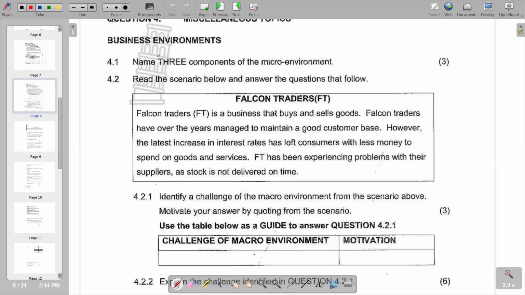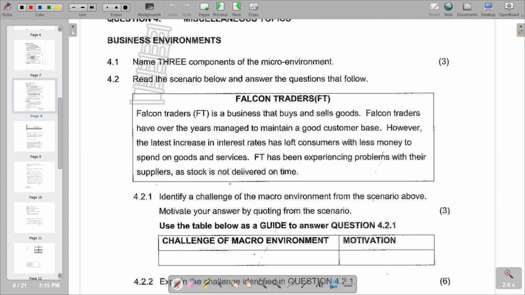The second part of our question reads, read the scenario below and answer the questions that follow. We are given a scenario of 4 contractors that we can go through and read. The first question beneath that reads, identify a challenge of the macro environment from the scenario above. Remember, the macro environment is external to the business, outside the business, and the business does not have any control over it.